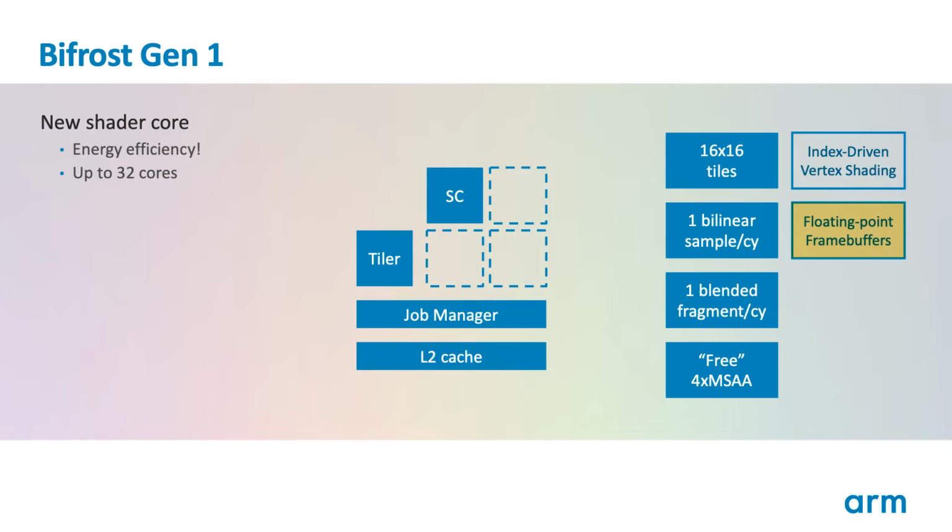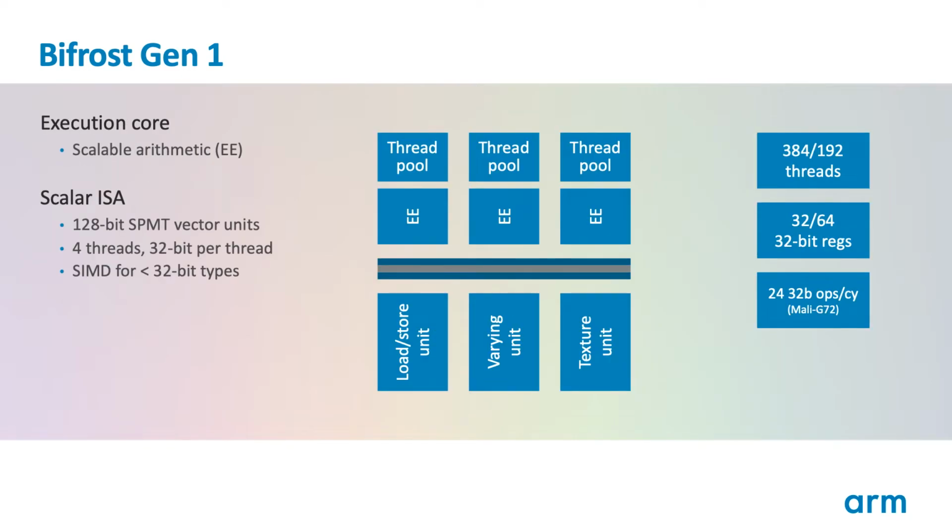Floating point frame buffers allow shaders to write into floating point render pass attachments, enabling a class of HDR rendering. Although it is worth noting that in this generation of hardware, there is not any support for AFBC compression of floating point attachments. The biggest changes in the Bifrost family are in the shader core.